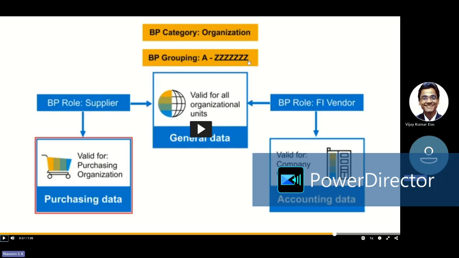This will control what number range the specific BP has to pick. So this will be controlled by business partner grouping. Okay. So then we need to select accordingly. If I want to create a purchasing BP, we need to select supplier and FI vendor. Okay, then that will become a supplier BP role.